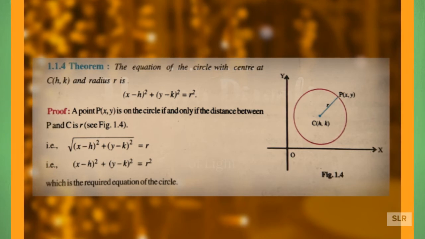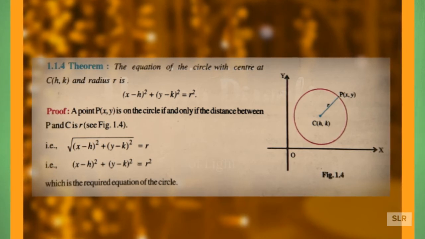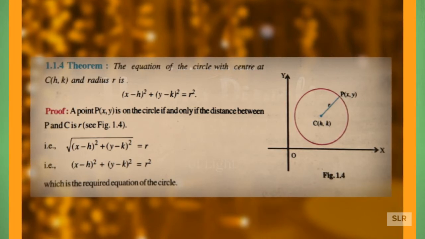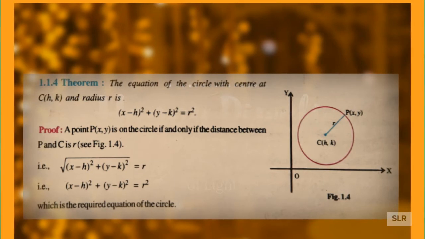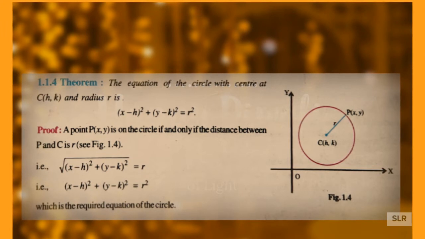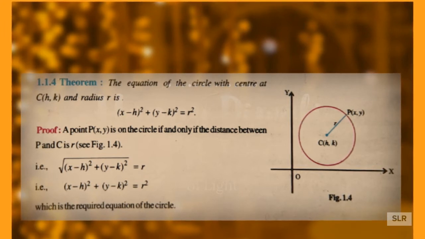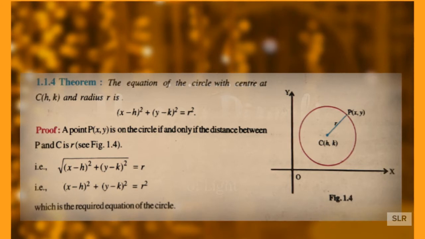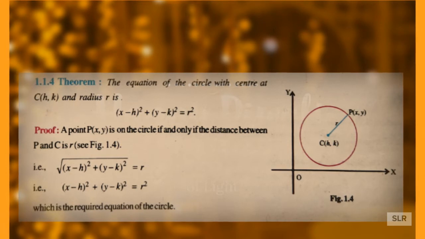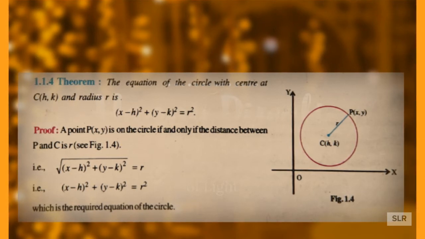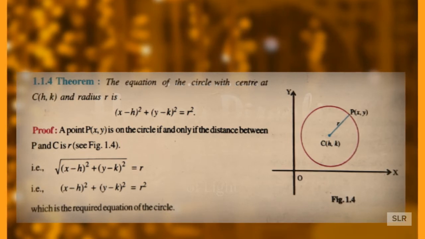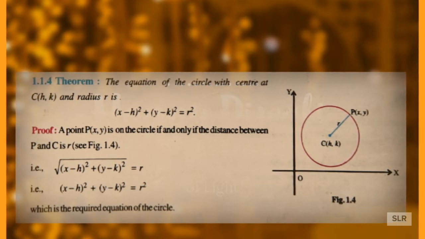Proof. See the figure. Here C is the center, P is a point on the circle, CP is equal to r. The distance between P(x, y) and C(h, k) is the square root of (x minus h) whole square plus (y minus k) whole square, which is equal to r. Squaring on both sides, (x minus h) whole square plus (y minus k) whole square is equal to r square. This is the form of the circle where the center is at (h, k) and the radius is small r.